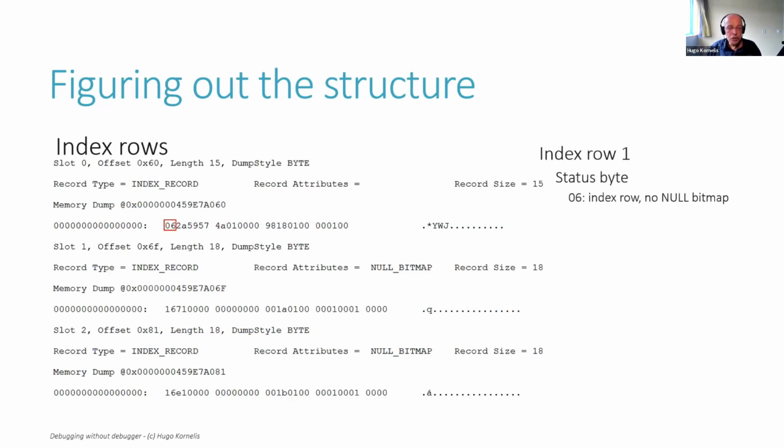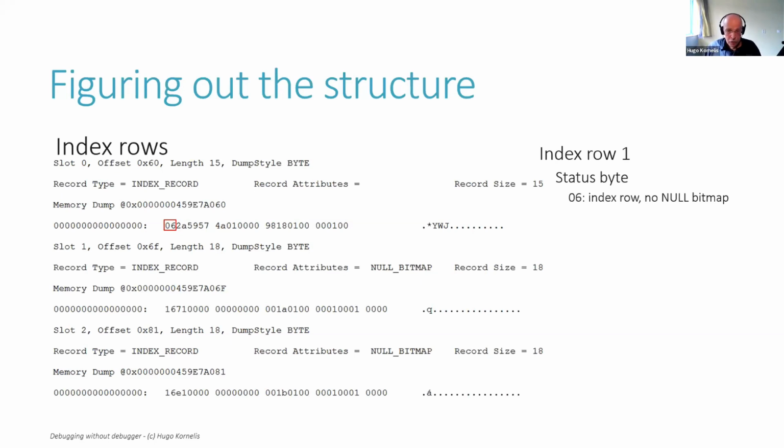So the first row starts with the byte 06. The first byte of an index row is a status byte, and Kalen Delaney has described all the bits that are in that byte and what they mean. 06 means it's an index row and there is no null bitmap. No null bitmap means that there are no columns that might be null. All columns are not nullable, so there is no need for a null bitmap.